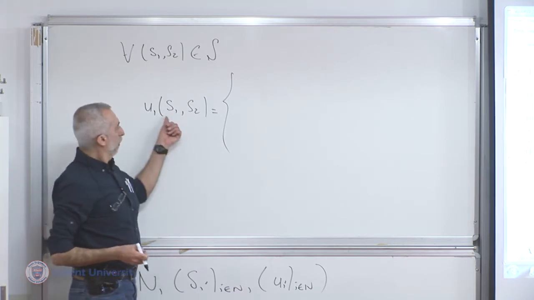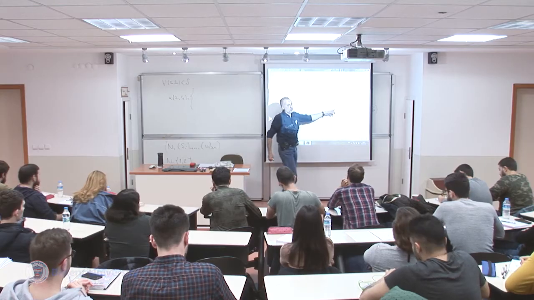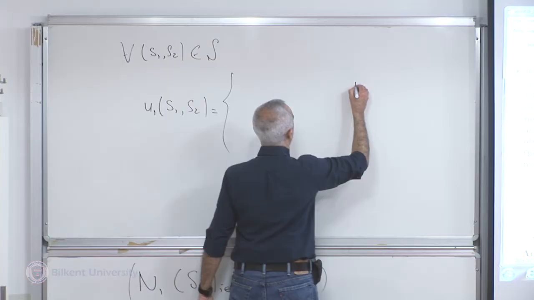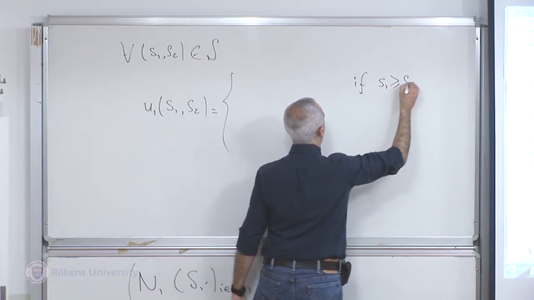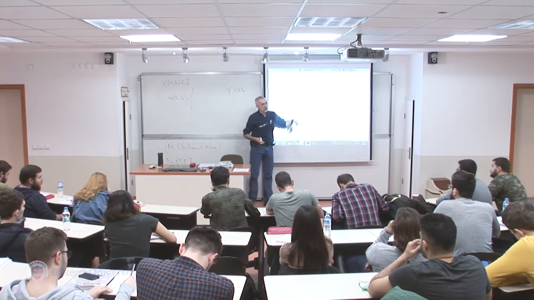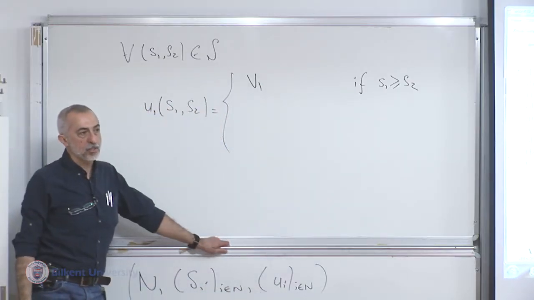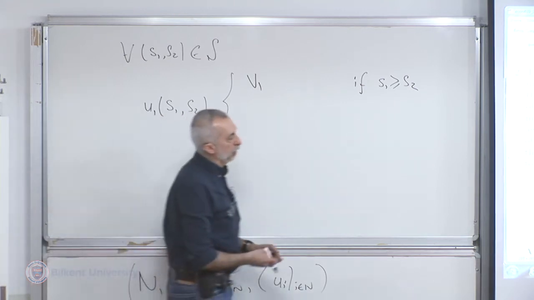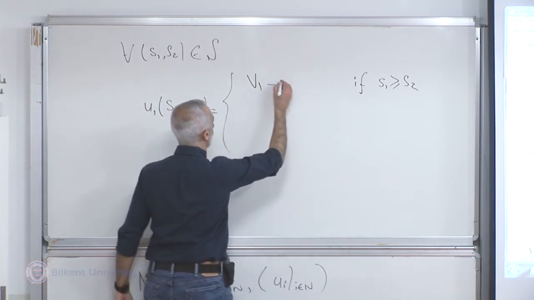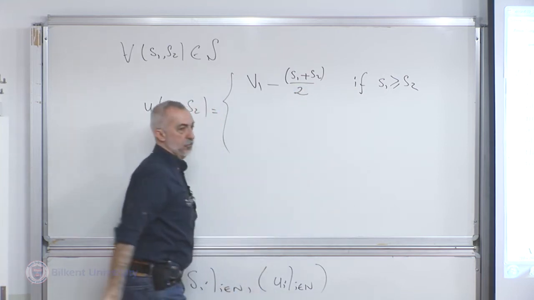So under what condition does agent 1 get the object? If his bid is at least as much as the bid of the second agent. So if S1 is greater or equal to S2, agent 1 gets the object. Because he values it at V1, it's as if he has earned V1 liras, but then he has to make a payment. How much does he pay? He pays the average of S1 and S2. So that's a loss. So his net gain is this much.